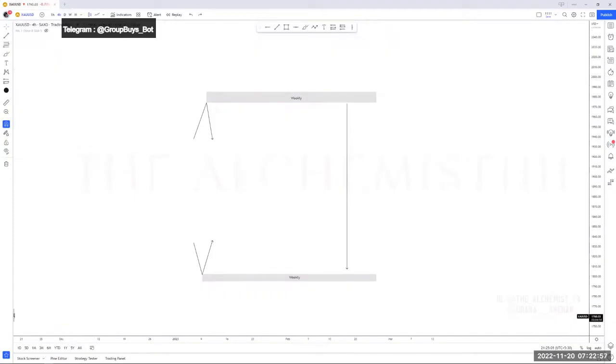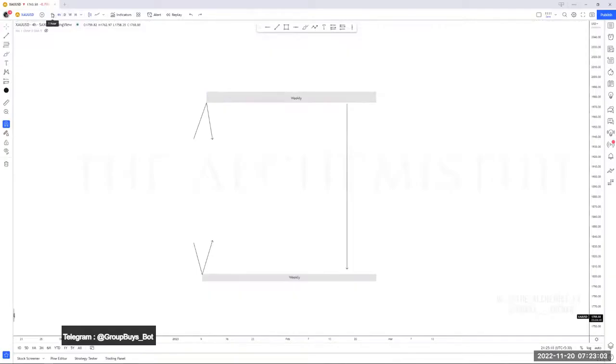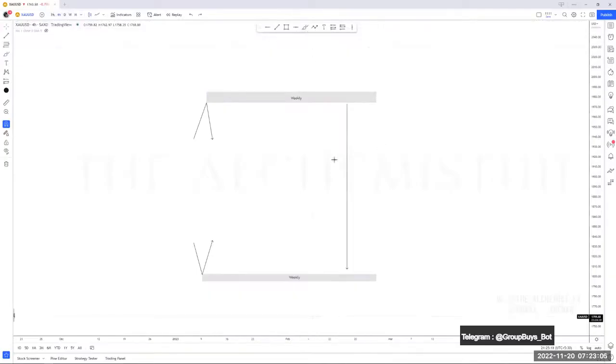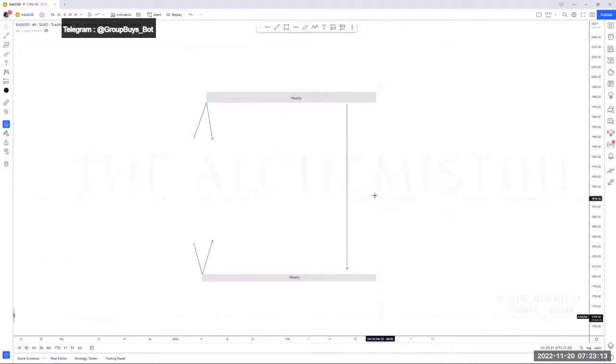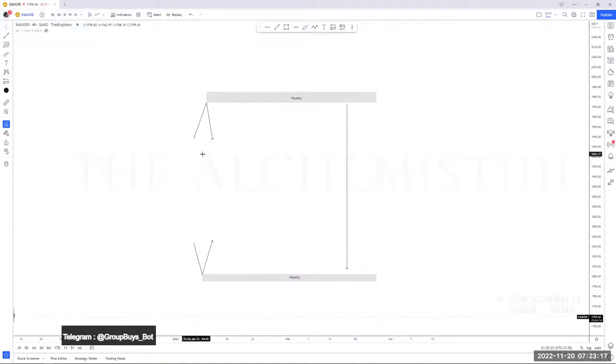These are the ones that you use to identify the storyline. These are only to precise your entries. Let's say there was a weekly level in here, you can refine it to maybe a 4-hour or a 1-hour zone in here. Just slight refinements. Only for refinements and to draw trend lines and stuff, we use the 1-hour and the 4-hour. That is what we do.